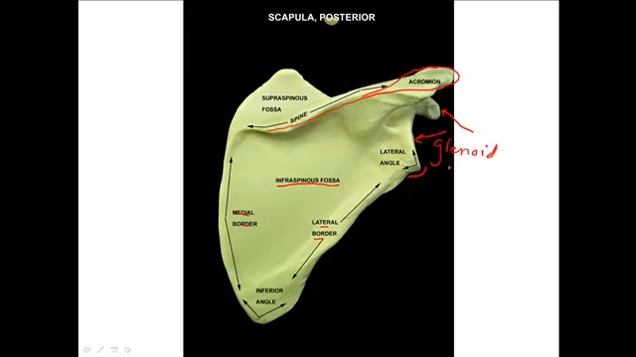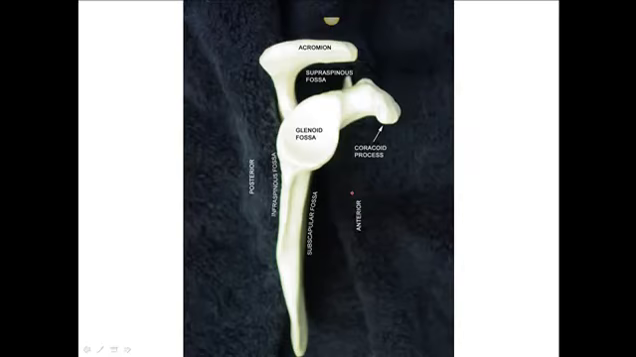So your humerus will be here. Okay? So we're going to look from medial to lateral. And this is the anterior side. This is the posterior side. Here's a beautiful view of that glenoid fossa where the head of the humerus will articulate.